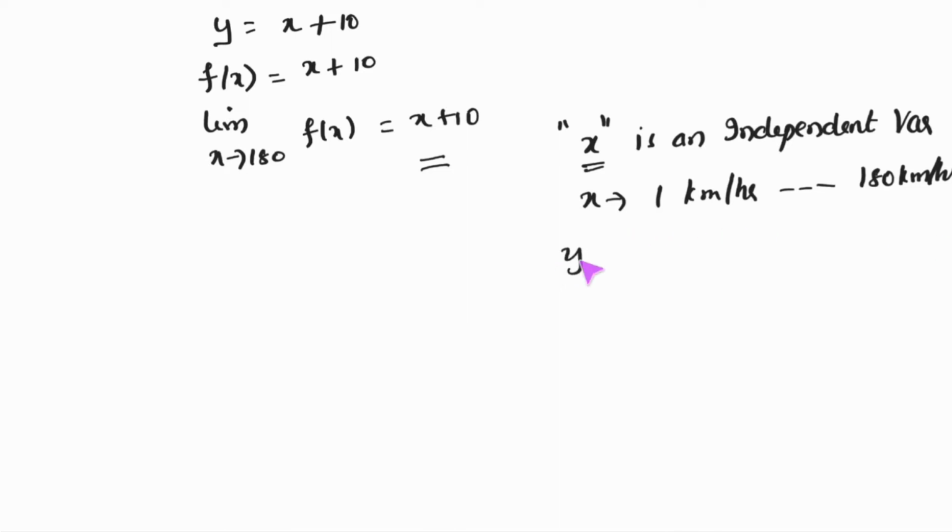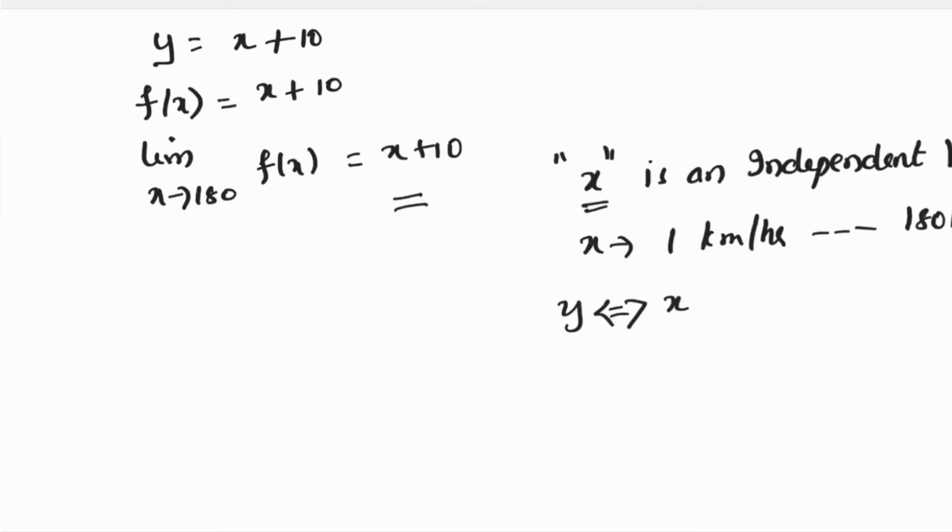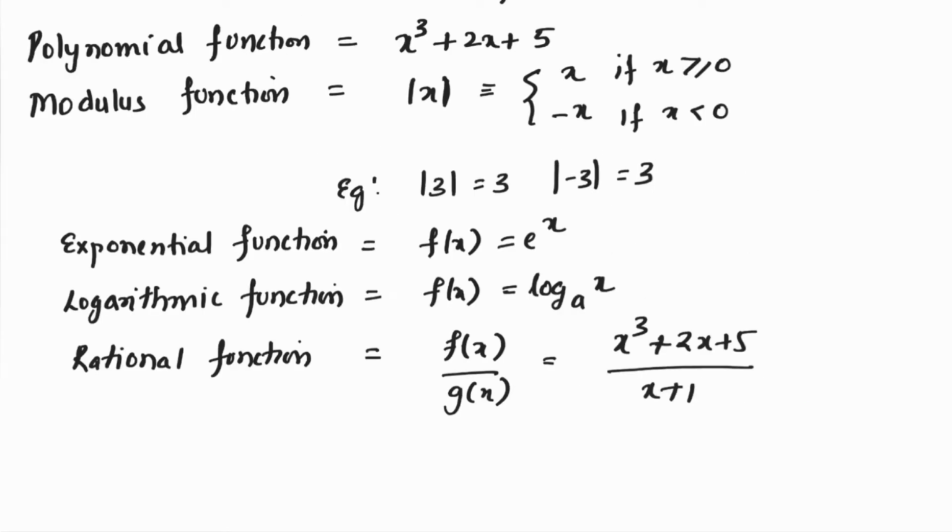Whereas y, that is car 2, cannot determine any speed that it wants to travel at. It is completely dependent on the speed of car 1. It is dependent on x. If x increases in speed, y also has to increase. If x decreases, then y also has to decrease, because y needs to meet the distance at the same time as x, right? So which means y is dependent. Y is the dependent variable.